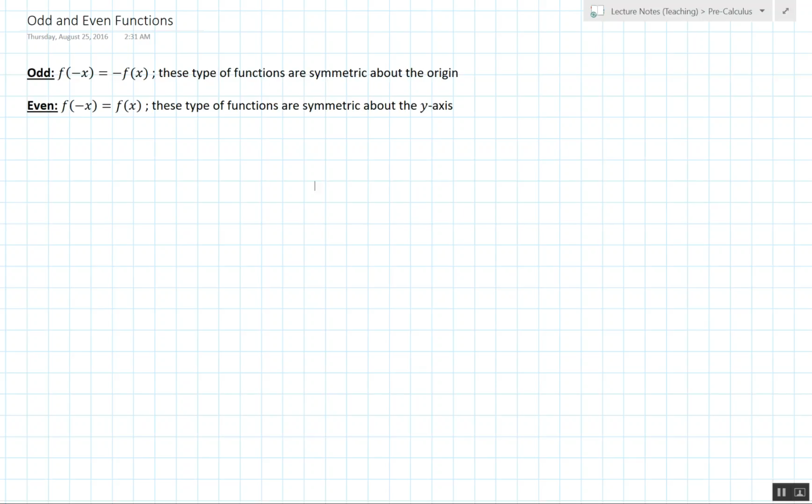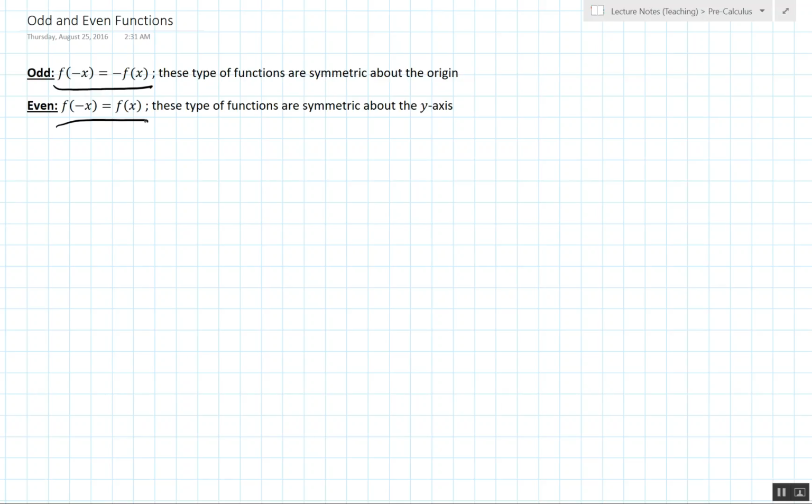Hi everyone, welcome back. This is the last section that we're going to cover today, and these are odd and even functions. So, there are kind of two definitions for odd and even that are equivalent. The algebraic ones are given first. So if I give you a function, ask you if it's odd or even, you should plug in negative x and see if you get the right hand side. And we'll see examples of that in a second.